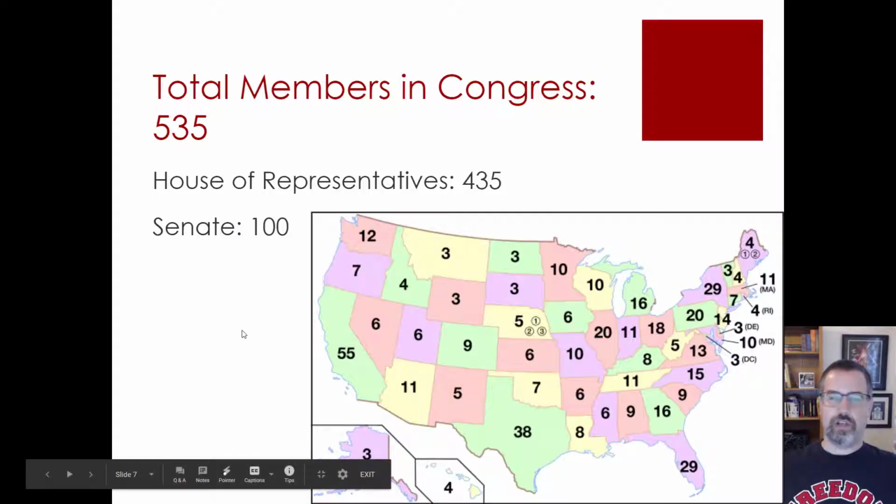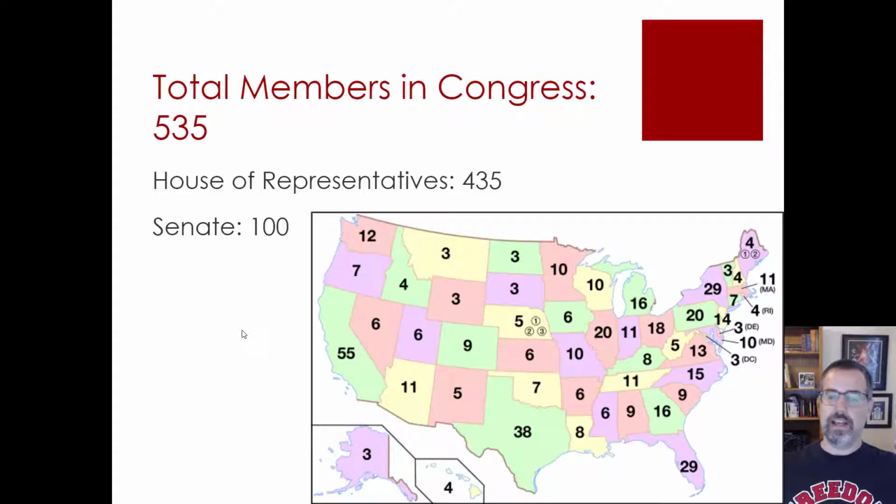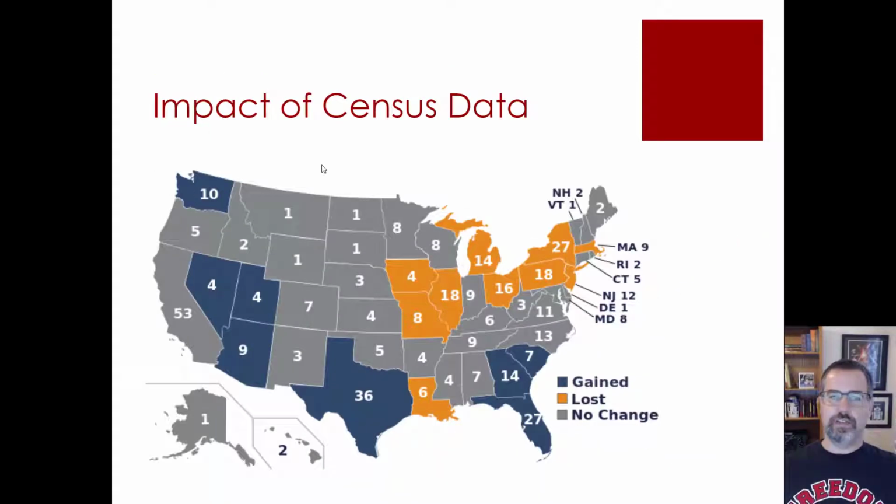This map is showing you how many members of Congress there are in each of the states. As you will see in my executive branch video about the Electoral College, the electoral votes that a state has are based on how many members in Congress that state has. Once again, the higher the population of the state, the more members in the House of Representatives there are.